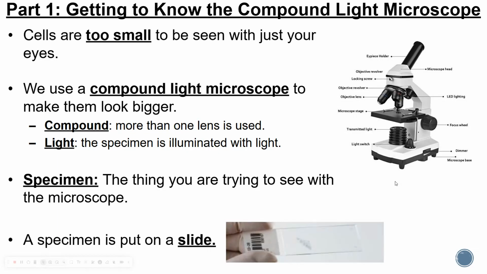So a microscope is a tool that biologists use in order to see things that are too small to see with just your eyes, with the naked eye. So cells happen to be one of those things that we can view under the microscope.